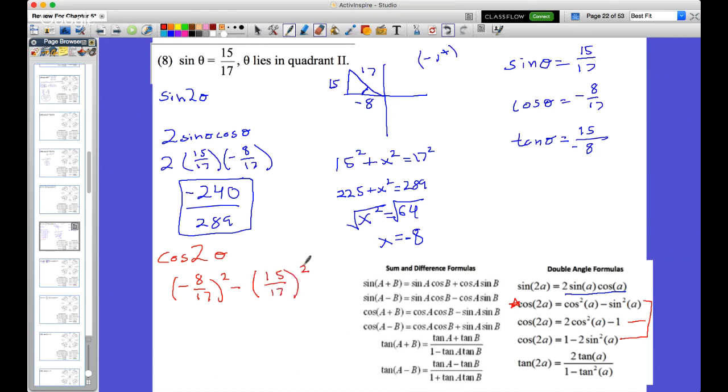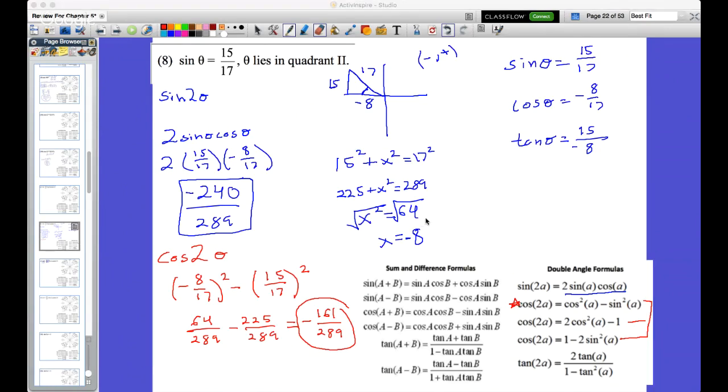And that should give me my answer. So when I square these, I'm going to get 64 over 289 minus 225 over 289. When we simplify that, that would give us negative 161 over 289. Now, I do want to show you a nice little trick in your calculator. I might do it for the next problem because my calculator needs to boot up.